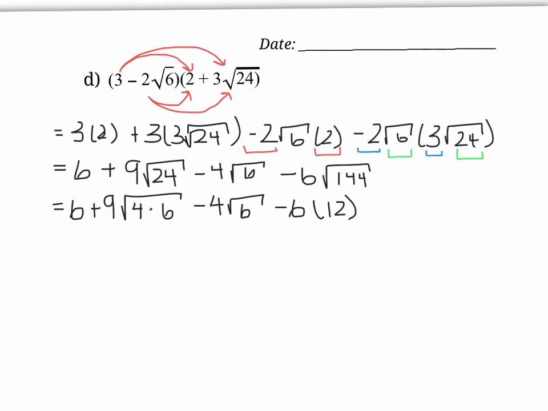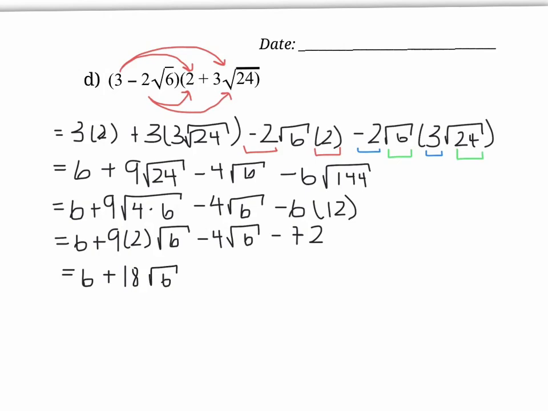All right, let's finish this off. So we have 6 plus 9, and then can we skip a step here? We know we're going to break this up into the root of 4 times the root of 6. What is the root of 4? It's just 2. And what is the root of 6? It's root 6. Minus 4 root 6, and then we have negative 6 times 12, which is negative 72. Let's keep going. We're almost simplified. We got 6 plus, what's 9 times 2? That's 18 root 6, minus 4 root 6, minus 72.